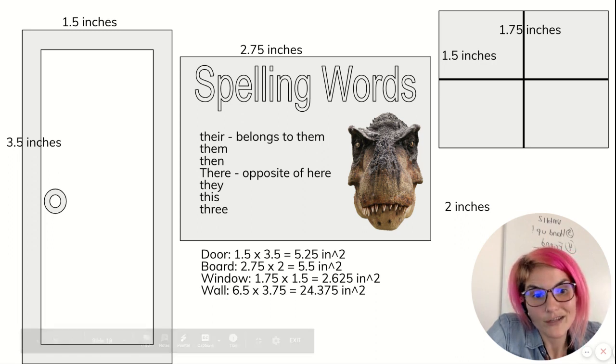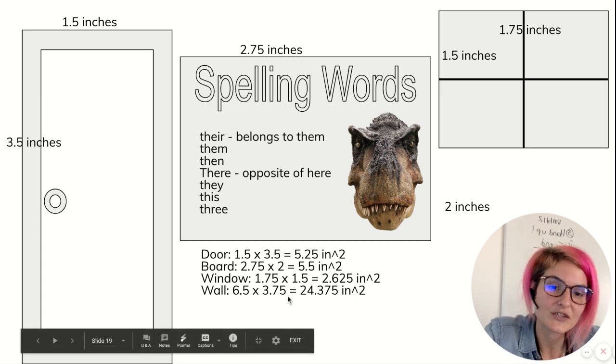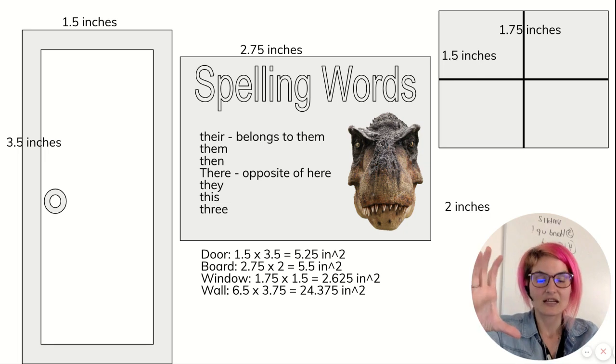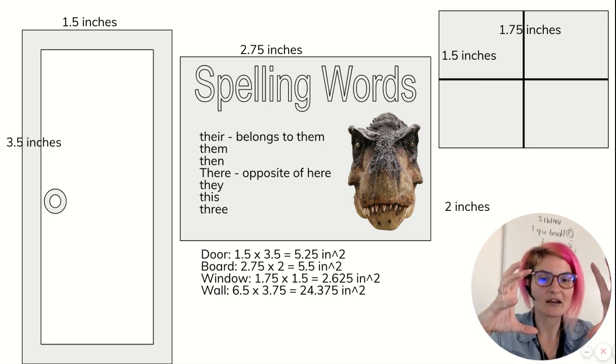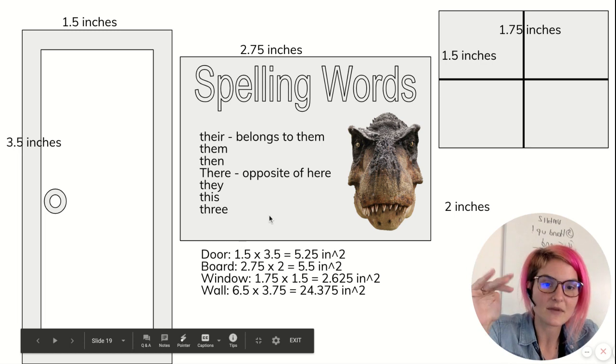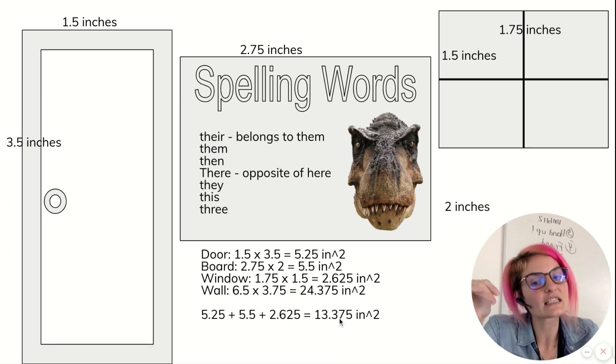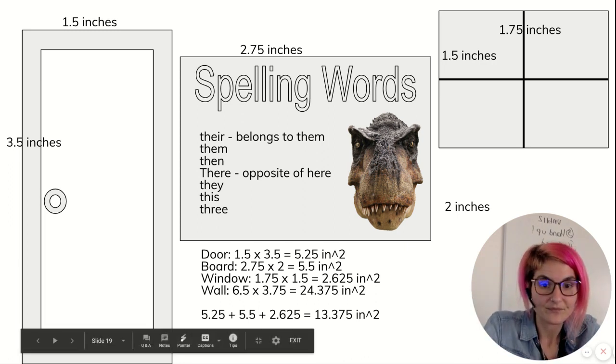I need my area of my wall though. 6.5 times 3.75 equals 24.375 inches squared. So now I have the total of the wall, and I also have the areas of the things I'm not going to be painting. So I need the total area of all the things I'm not going to be painting. So I'm going to add the door, the bulletin board, and the window together, and I get 13.375 inches squared. That's what I'm not going to paint.